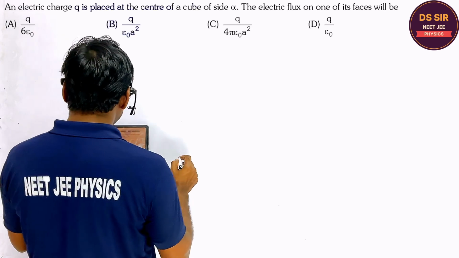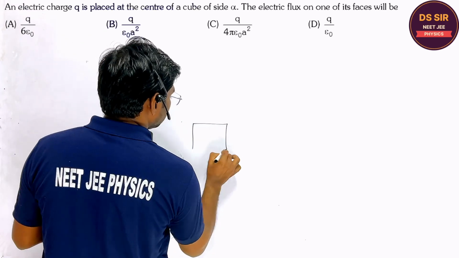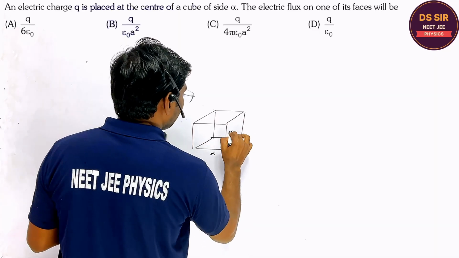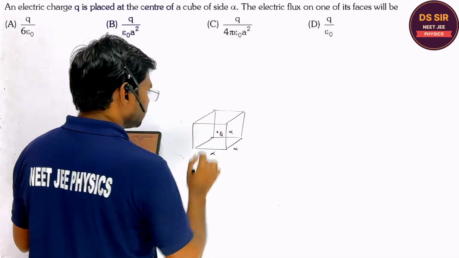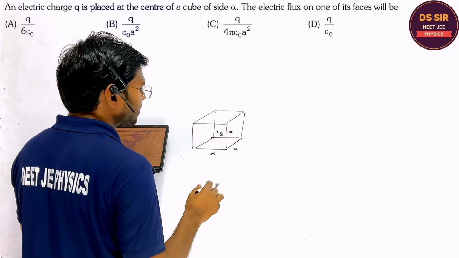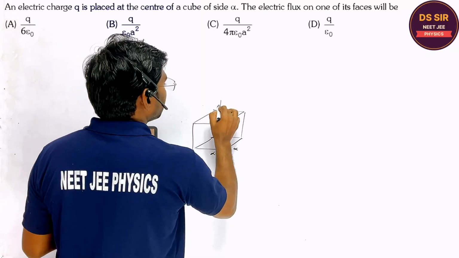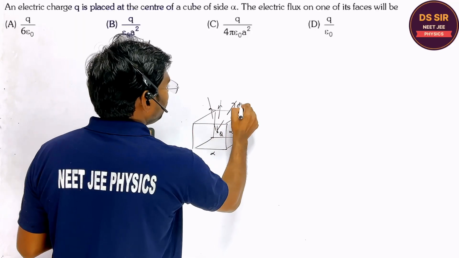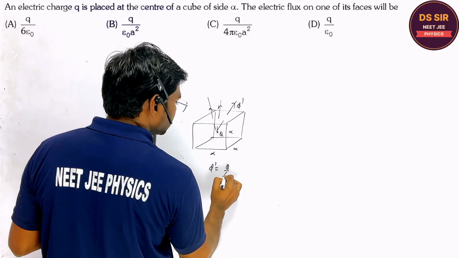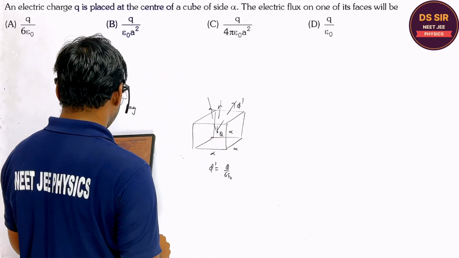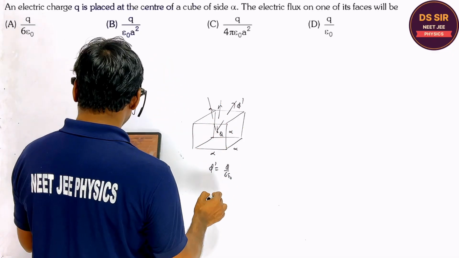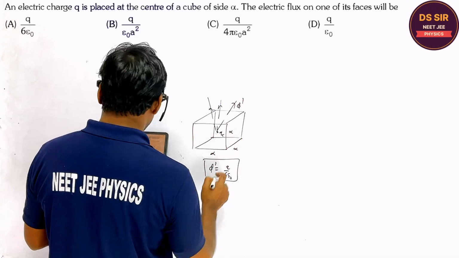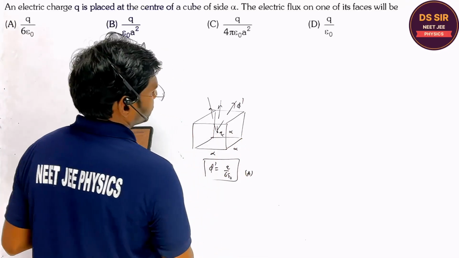So read this question. An electric charge Q is placed at the center of the cube of side alpha. The side is alpha, alpha, alpha. This is the capital Q charge. So you have to find the electric flux linked with the one face. Tell me, what is the electric flux linked with one face? The one face flux is nothing but Q upon 6 epsilon naught. I had explained this, right? So Q upon 6 epsilon naught, the Q is small q over here. So the option A is again the correct option.